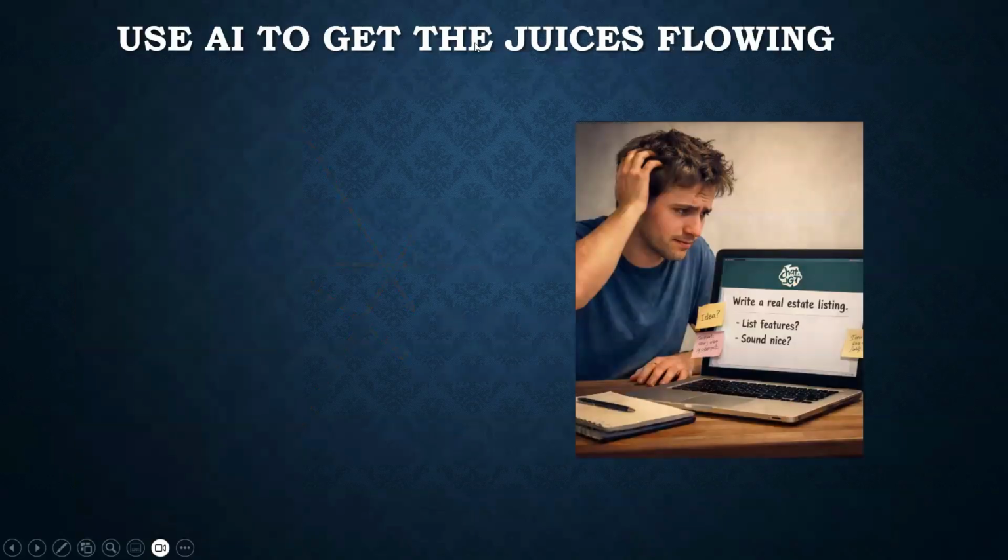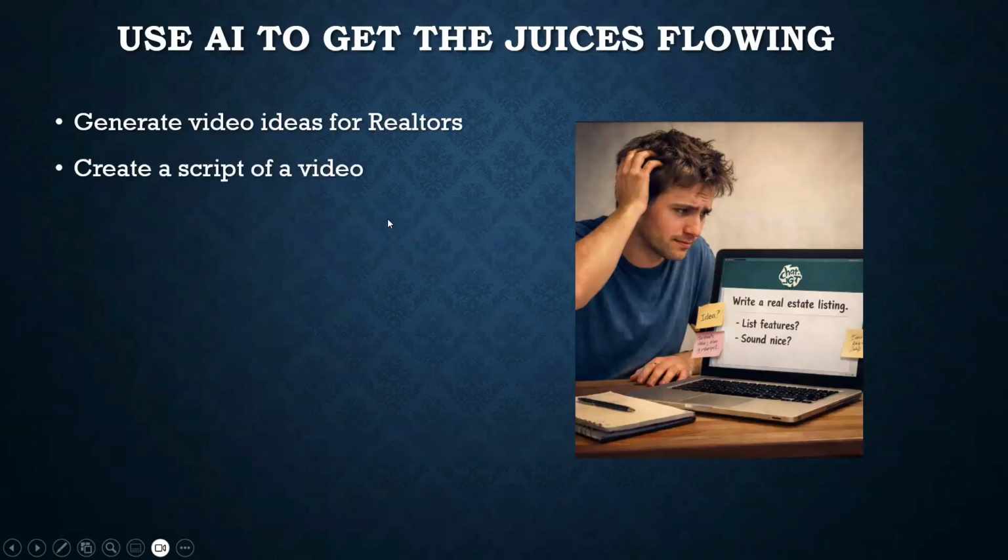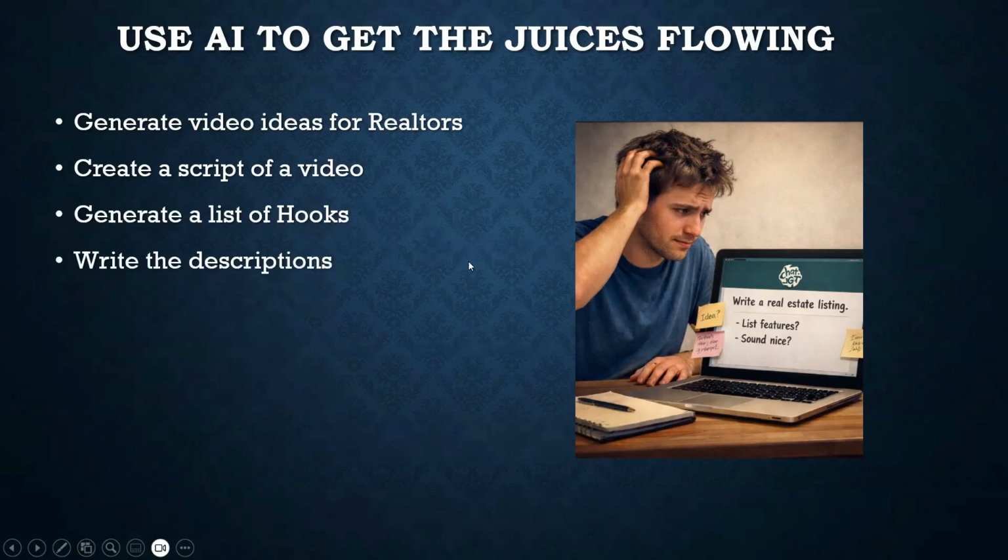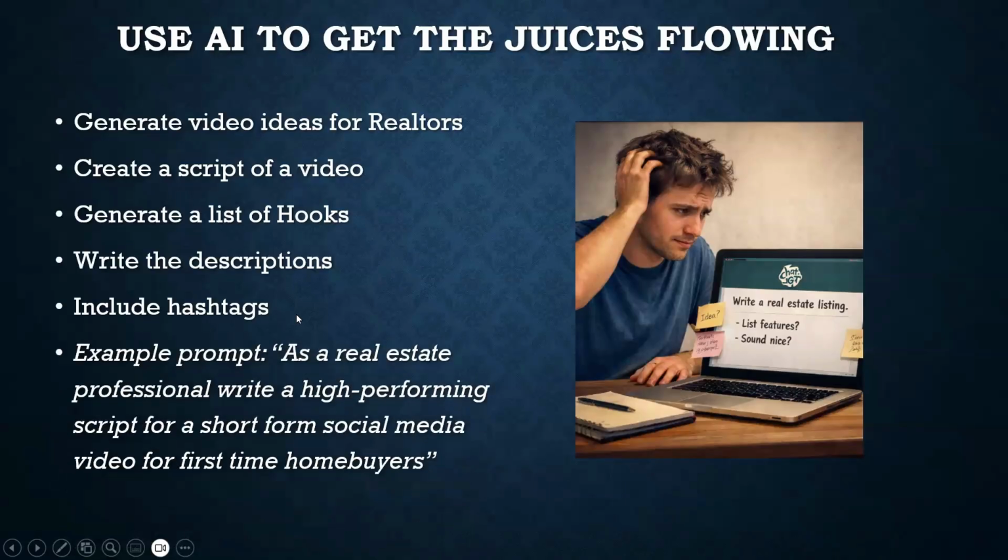Okay, you can use AI to get the juices flowing. Now, I don't know if you like Claude or you like ChatGPT. It doesn't really matter. So you can actually put a prompt in there to help you create videos for real estate agents. And then also you can ask it to make the script for the video. You can ask it to generate a list of hooks. You can ask it to write the description, include the hashtags. It's really amazing how far the AI will get you in this process.